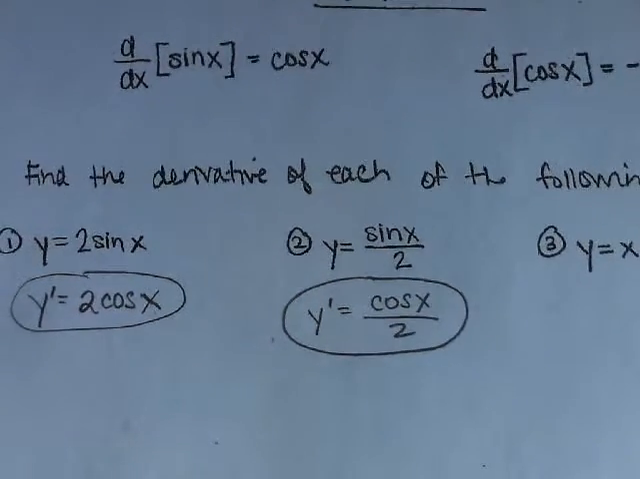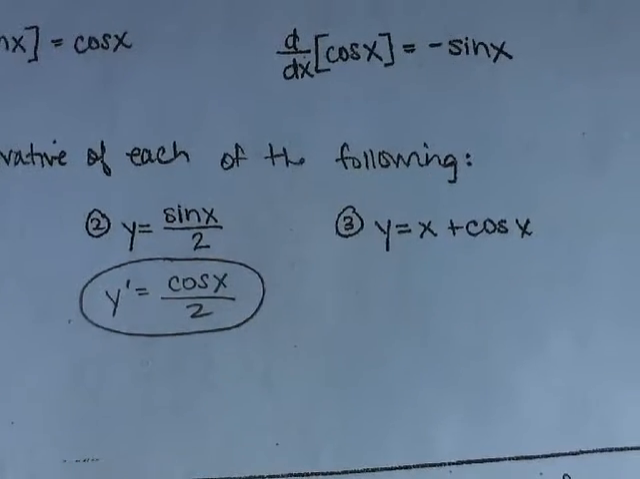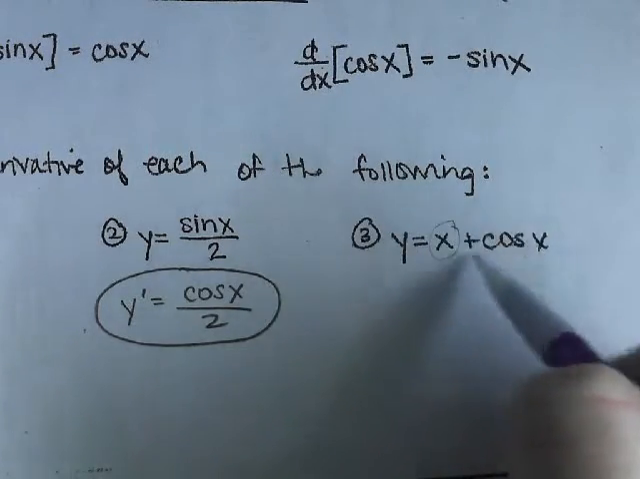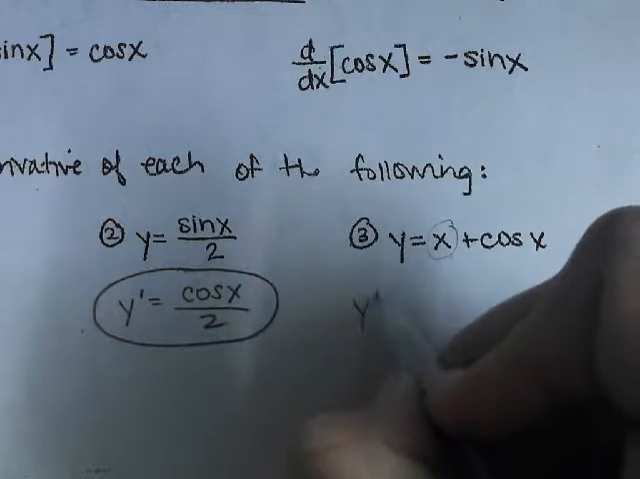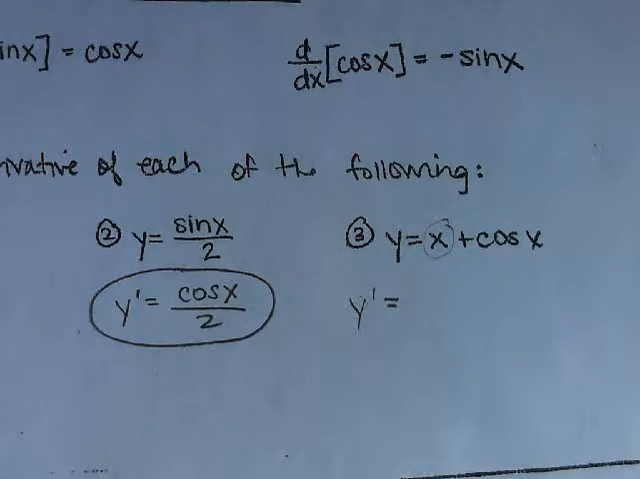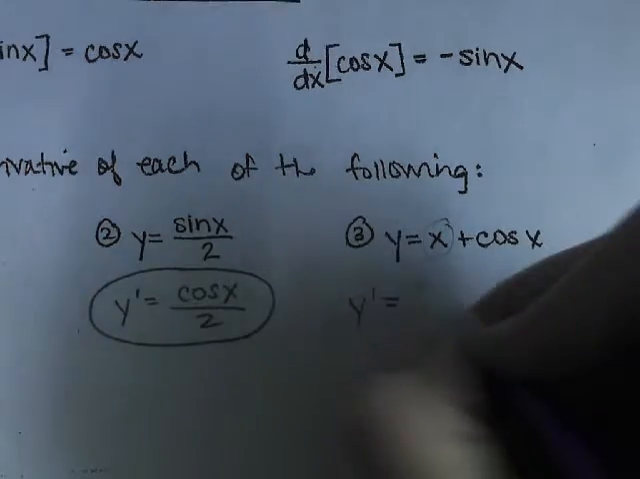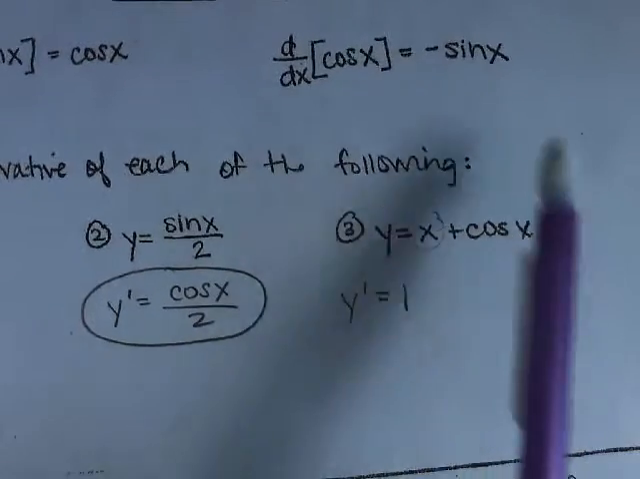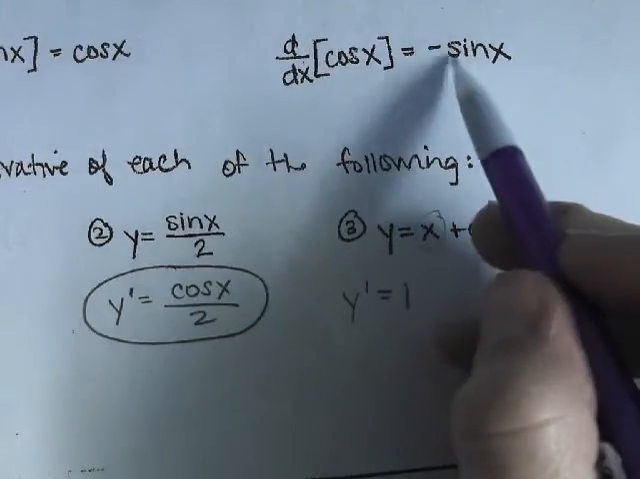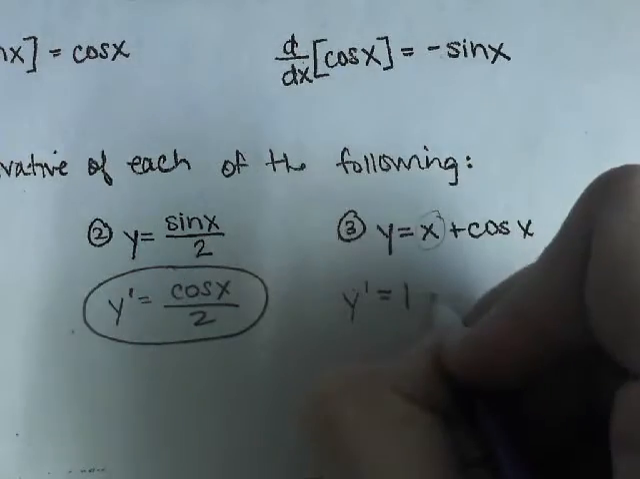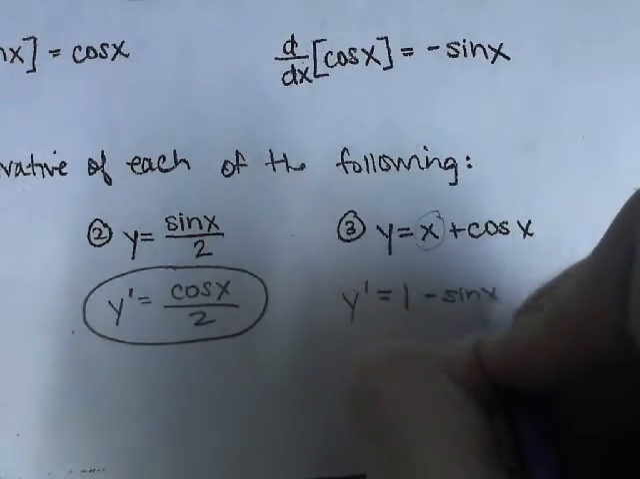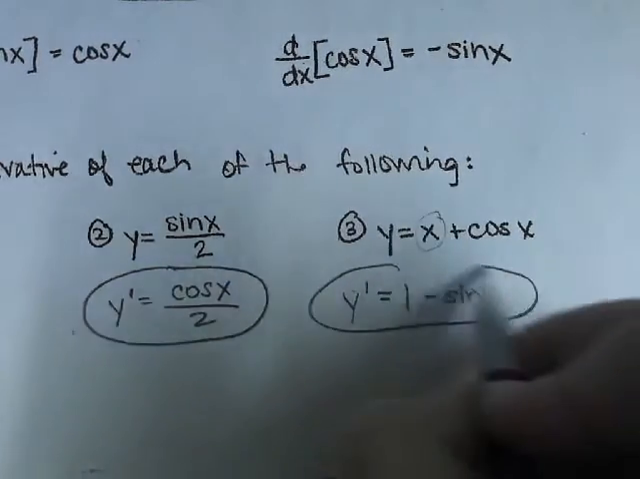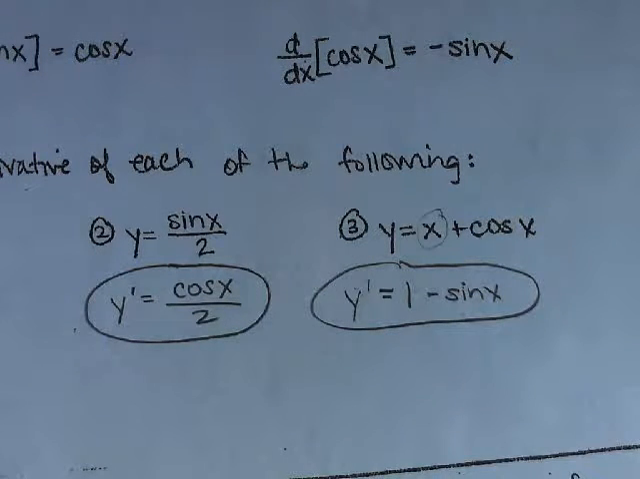Okay? And the last example, x plus cosine, it's a polynomial, so we're going to take the derivative of each piece of the polynomial separately. So y prime equals, what's the derivative of x, Aaron? 1. Just 1. And the derivative of positive cosine is negative sine x. So 1 minus sine x is your derivative formula.